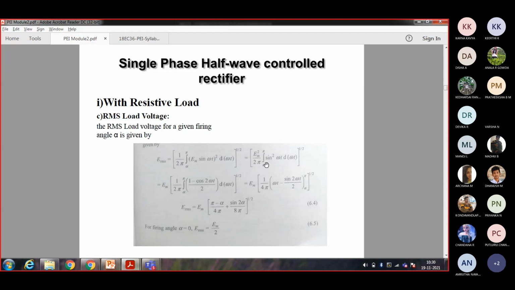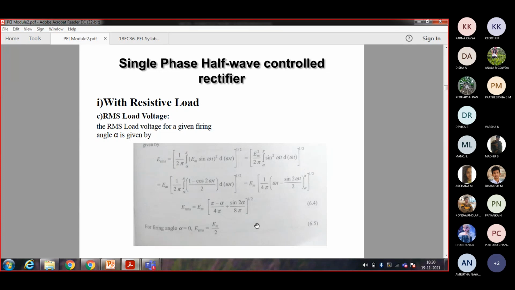And sin square omega t is (1 minus cos 2 omega t) divided by 2. Take 1 by 2 pi, and Em is also taken out. Em square is there, so the square root of Em square is Em, 1 by 4 pi. Take the 2 outside, then integrate: omega t minus sin 2 omega t divided by 2, from 0 to pi. You will get E_RMS equal to, at the final stage, Em by 2. So it is very clear, the RMS value you are going to get is Em by 2 only.